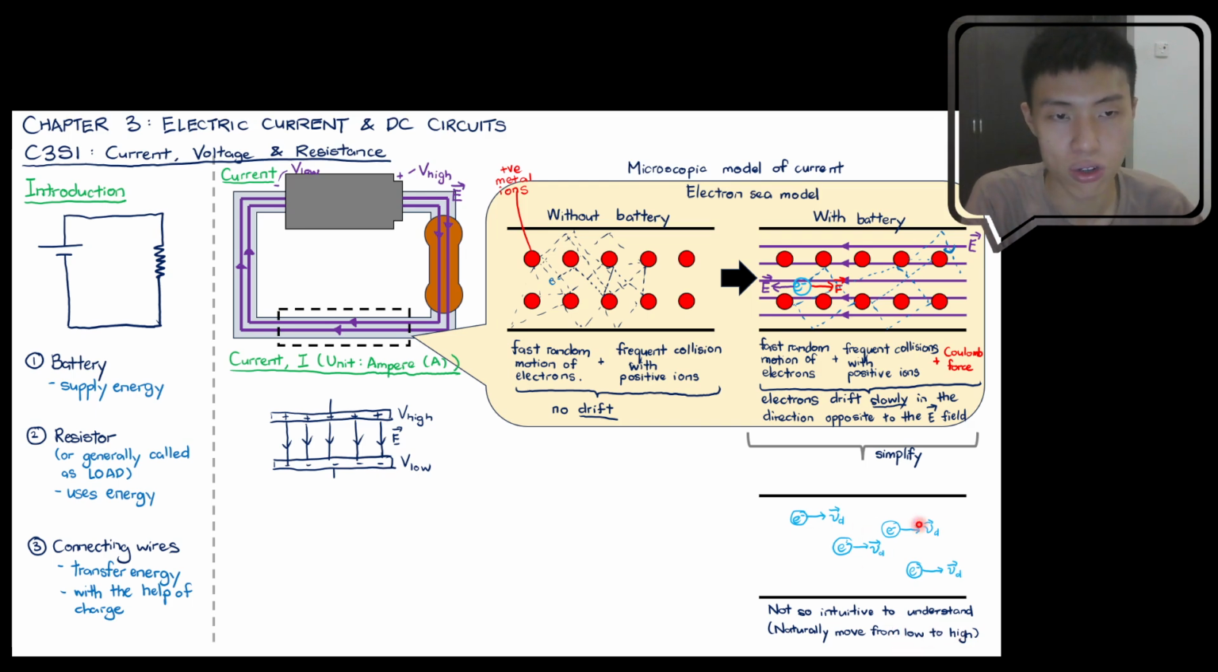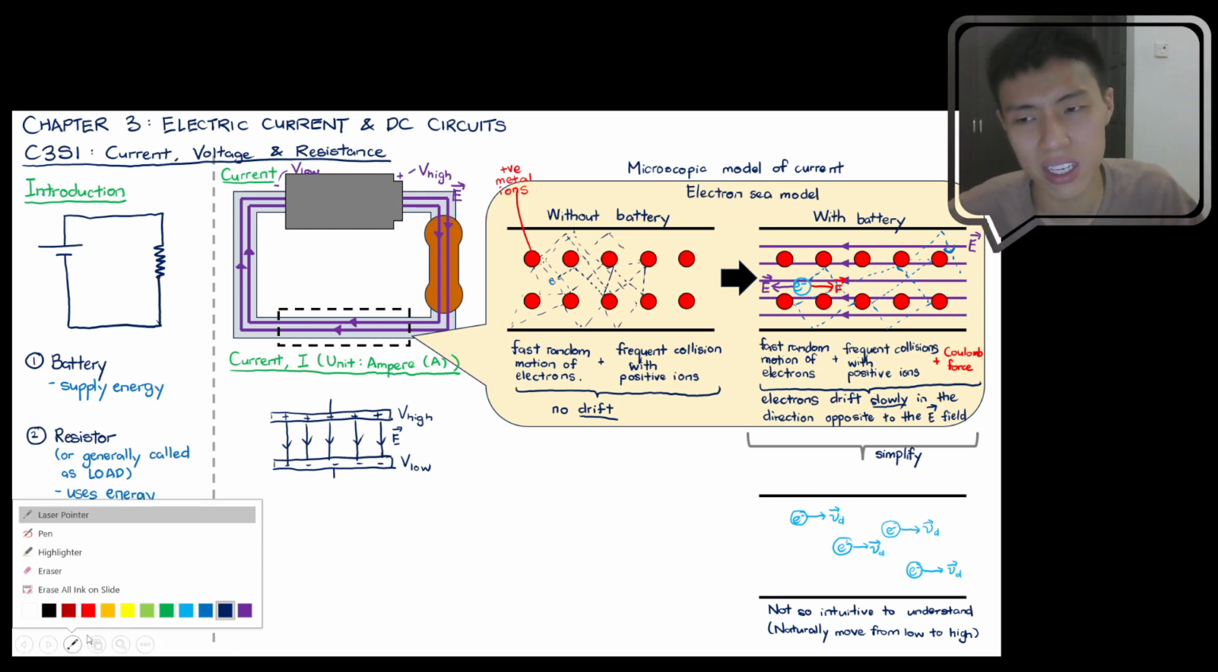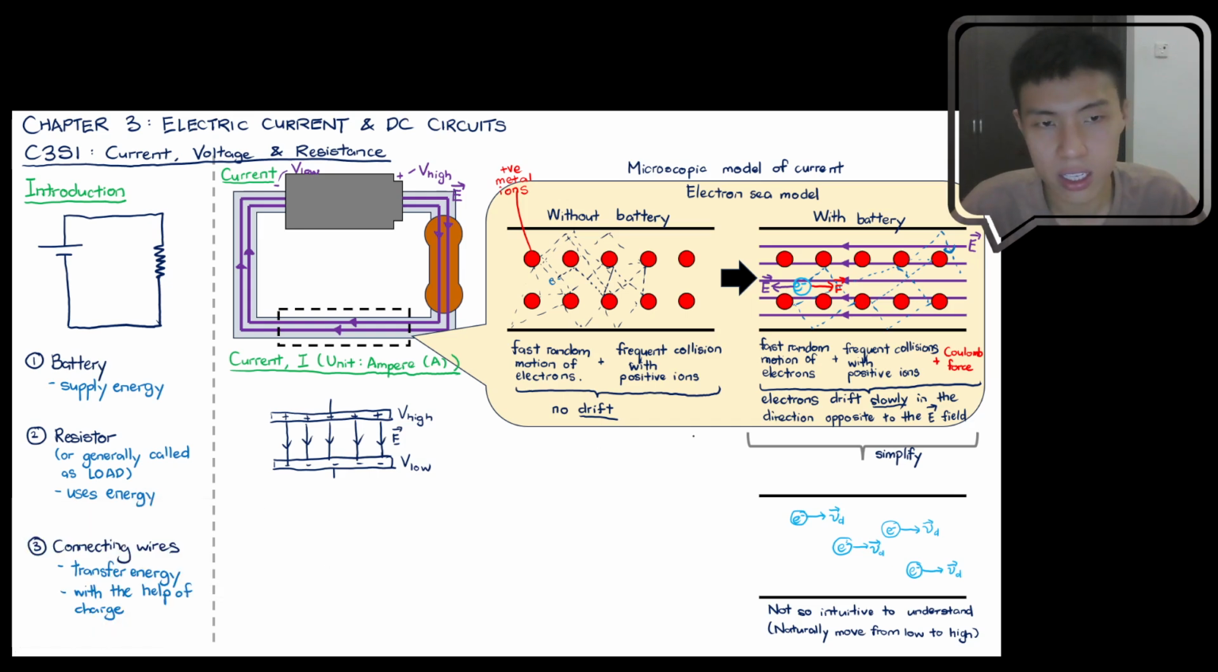If you see this electron, it's moving to the right in this direction. Moving to the right brings you from a low potential region to a high potential region. So low to high naturally moving is not something easy for us to understand. Okay, so this is difficult to understand.